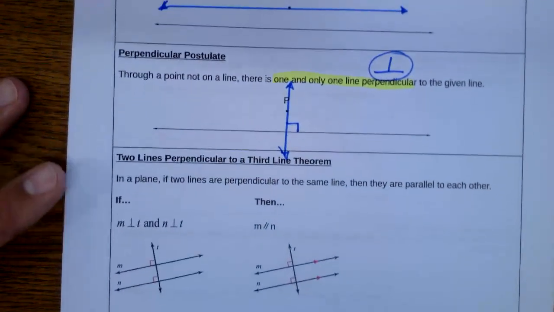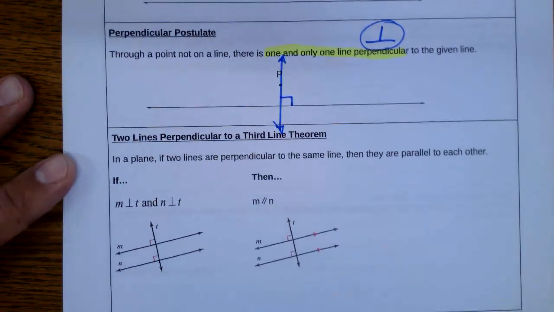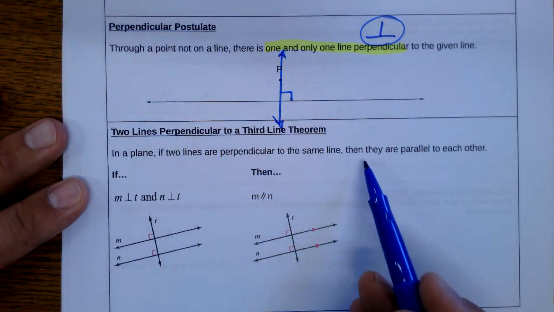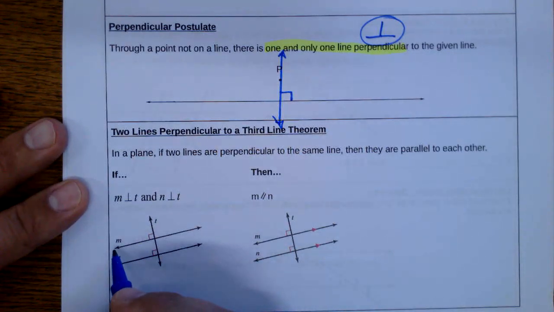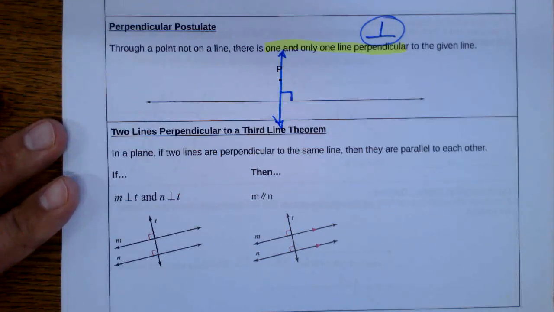Next, we have the two lines perpendicular to a third line theorem. It says in a plane, if two lines are perpendicular to the same line, then they are parallel to each other. So for example, if M is perpendicular to T and N is perpendicular to T, then those two have to be parallel. And that's just one of the rules.